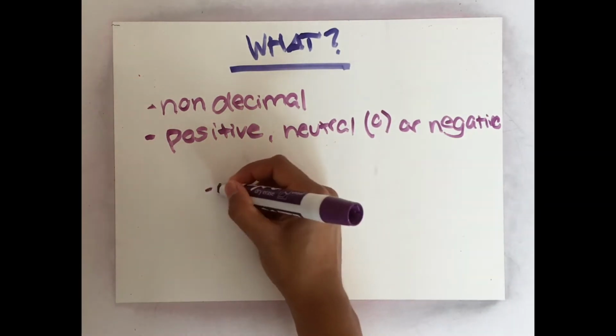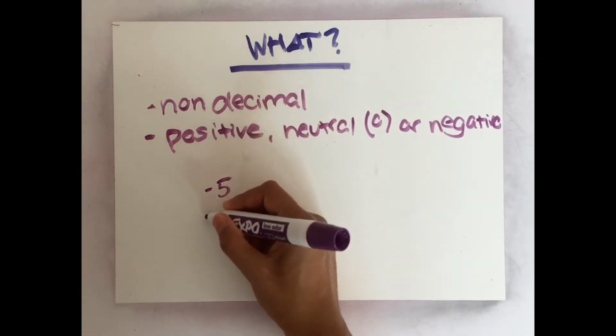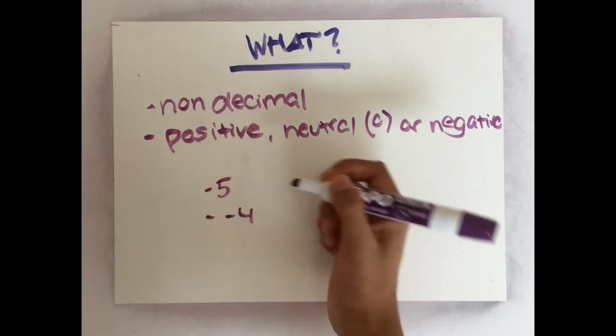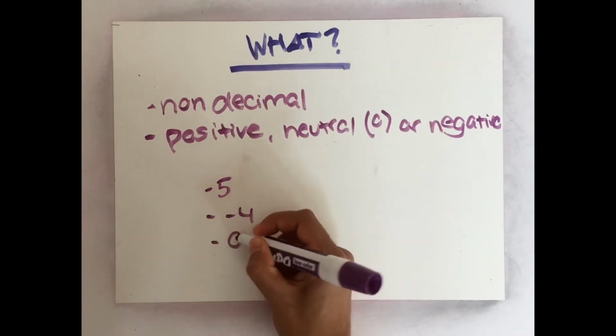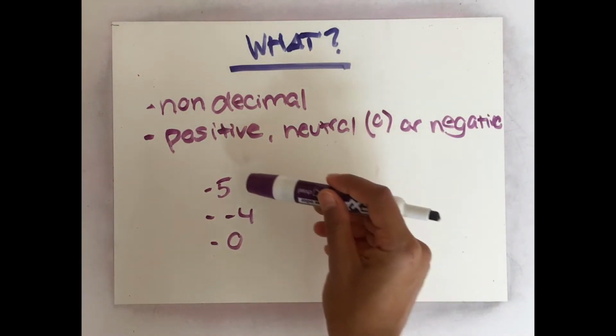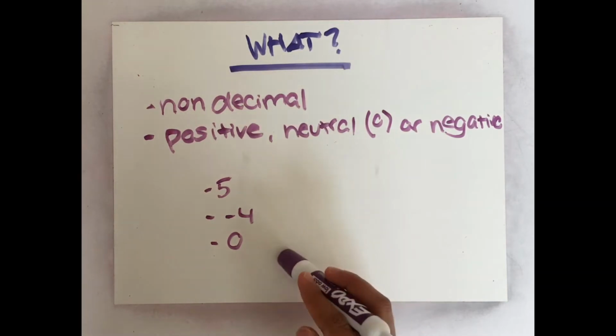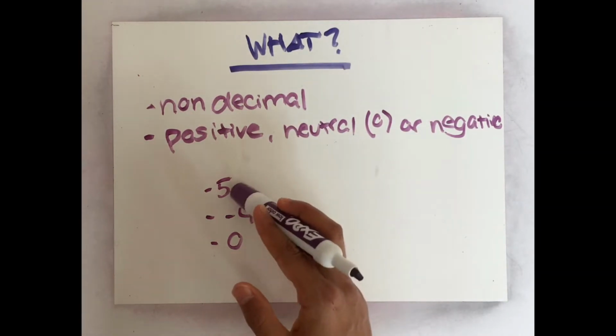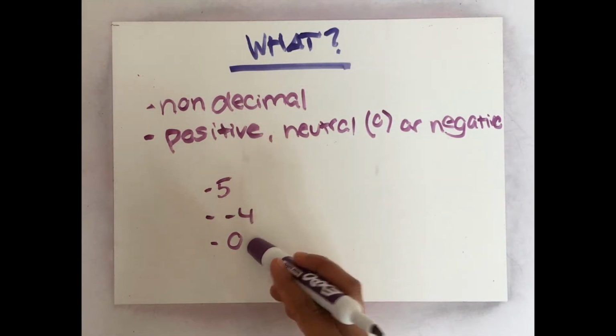So 5 would be an integer. -4 would be an integer. 0 would be an integer. All these numbers are non-decimal numbers, and they're either positive, negative, or neutral.